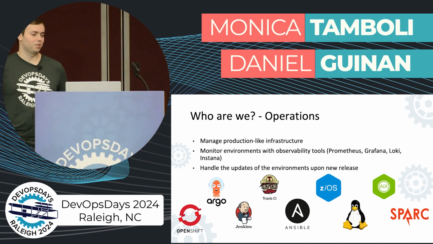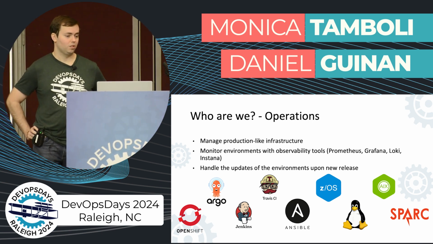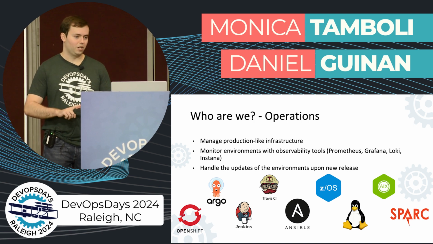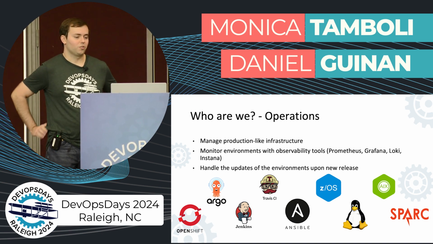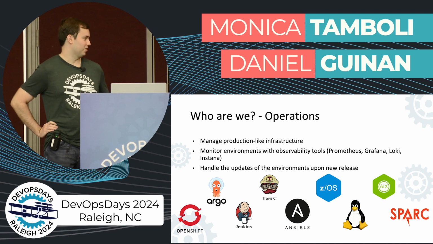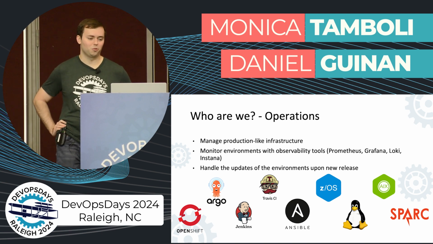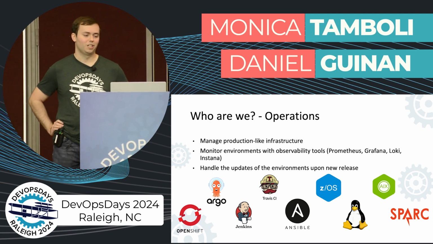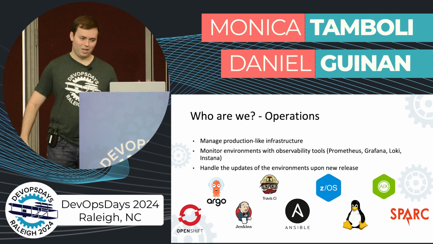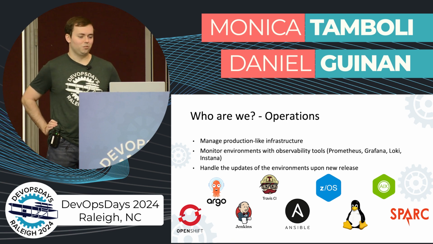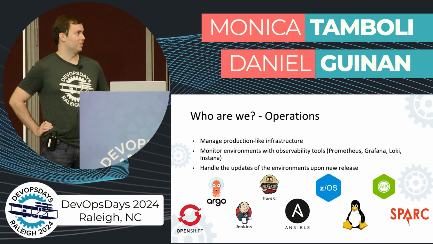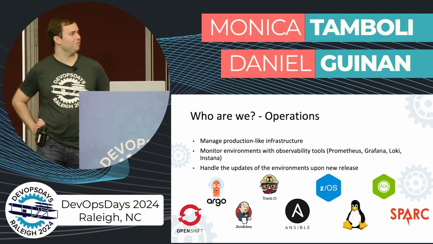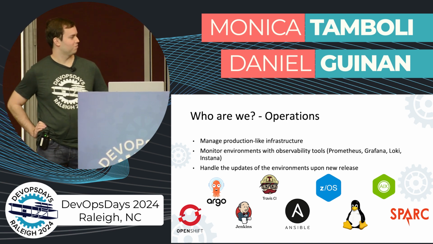We want our environments to be production-like, the way our customers would have it. We monitor it with observability, so we have a stack with Prometheus, Grafana, Loki, and Instana. Then we also have to handle the updates upon each release. So a lot of work there, and some of the tools we use: OpenShift for our Kubernetes, we've got Argo CD for GitOps deployment, we use Jenkins and Travis and Ansible to manage our on-prem, and then we use a variety of OSs. So we use z/OS mainframes, we've got various Linux, PowerPC, and I think we even have some old Sparc boxes. Oh, yeah.